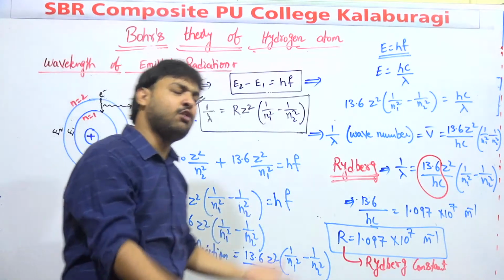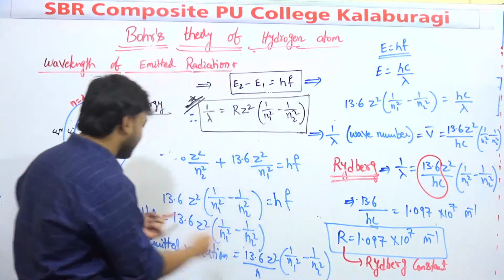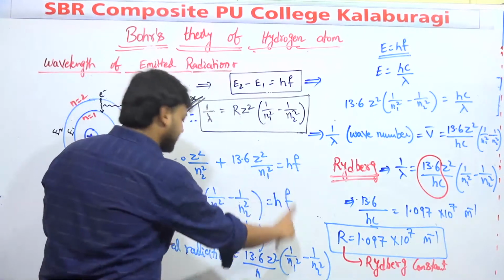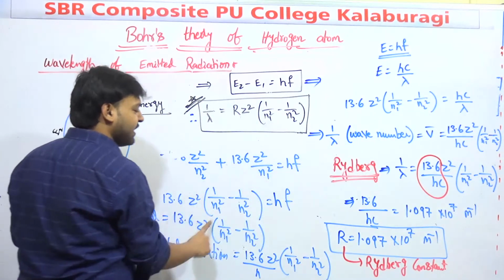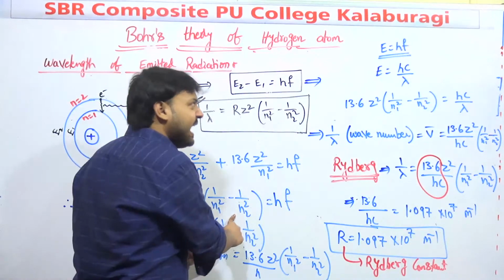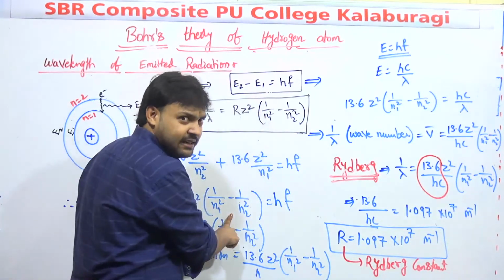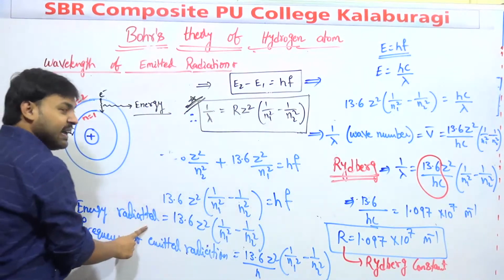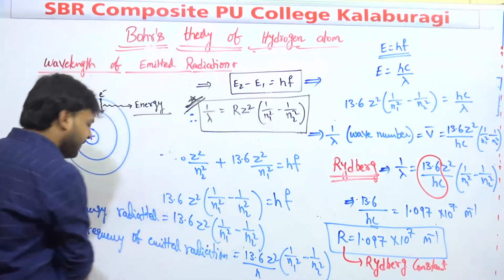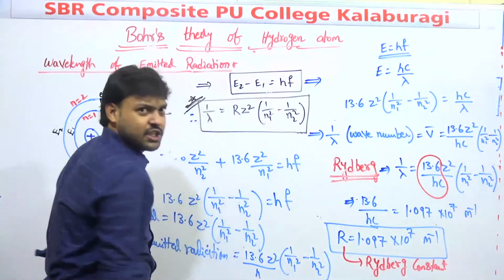Whatever it might be, that N2, whatever it might be, that N1. So what is the final equation? Energy is 13.6 Z square into 1 by N1 square minus 1 by N2 square. From this equation we can write the emitted energy, this much, and the emitted frequency, that is this much.